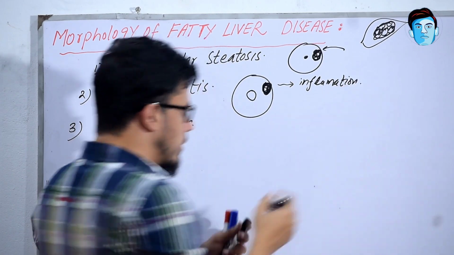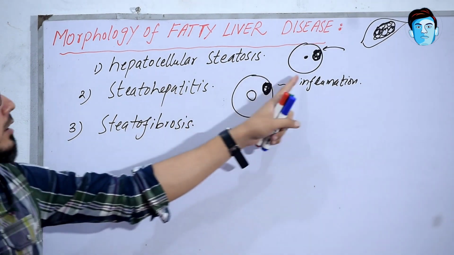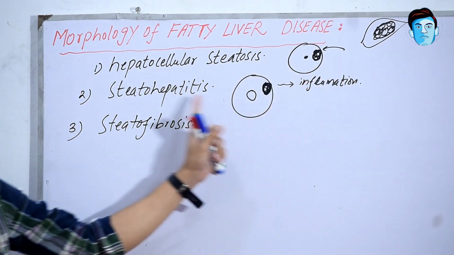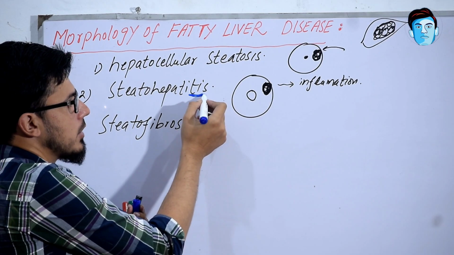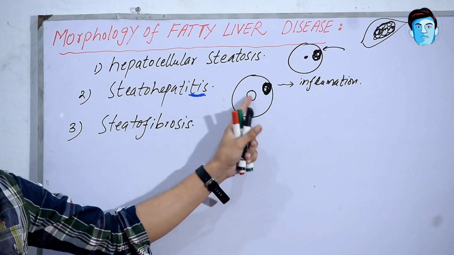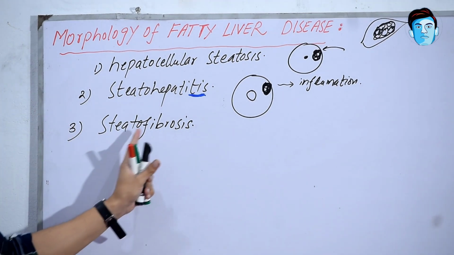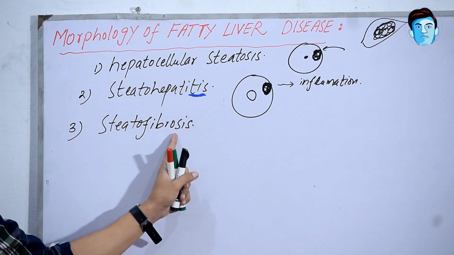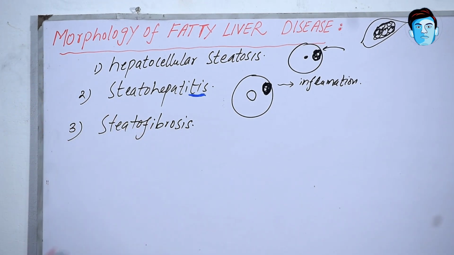So the only difference between hepatocellular steatosis and steatohepatitis is that in steatosis the fatty accumulation occurs, but it is not associated with an inflammatory reaction, while in steatohepatitis, as is implied here, there will be inflammation along with the fatty accumulation. While talking about steatofibrosis, the unresolved state of steatohepatitis will lead to steatofibrosis. In this phase there will be repeated scarring and fibrosis. So we will now discuss each of these patterns in detail.